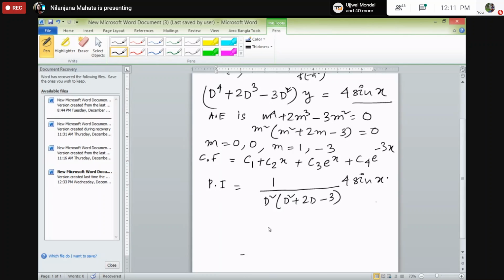Here our a is 1, because in sin x the coefficient is 1. So I will replace D square by minus 1, okay? So that will be 1 by the operator D to the power 4 plus 2D cube minus 3D square, acting on 4 sin x.